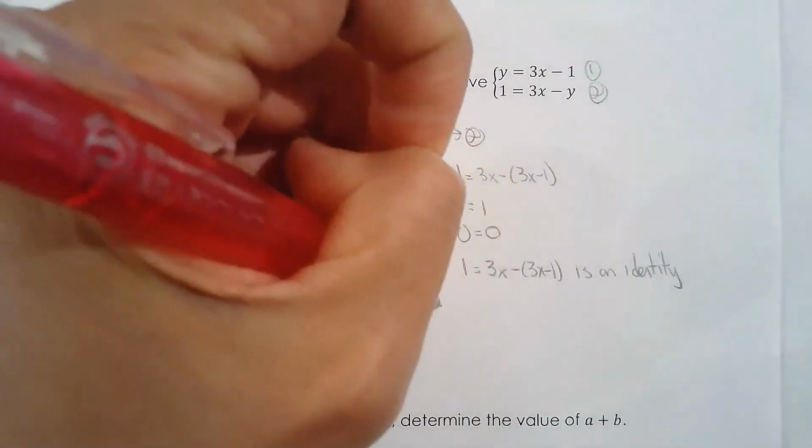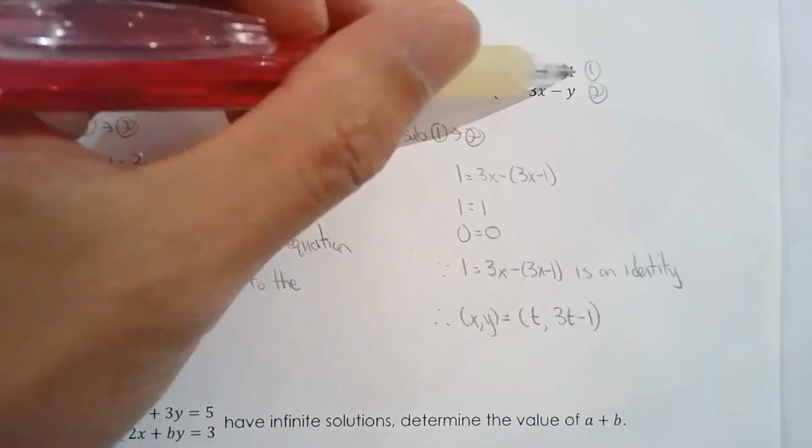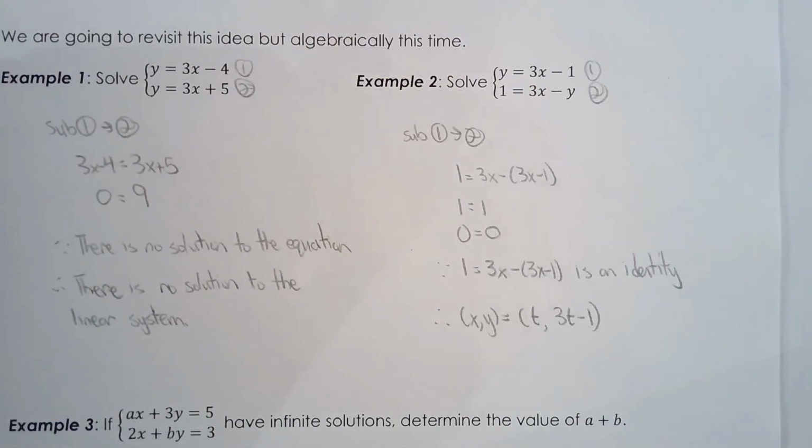Anyways, let's summarize this. Since 1 equals 3x minus all of 3x minus 1 is an identity. This is a very important word down the road, but it's an identity, which means this equation is always true regardless of what x is equal to. Therefore, any point on this line, y equals 3x minus 1, is a solution to the linear system.